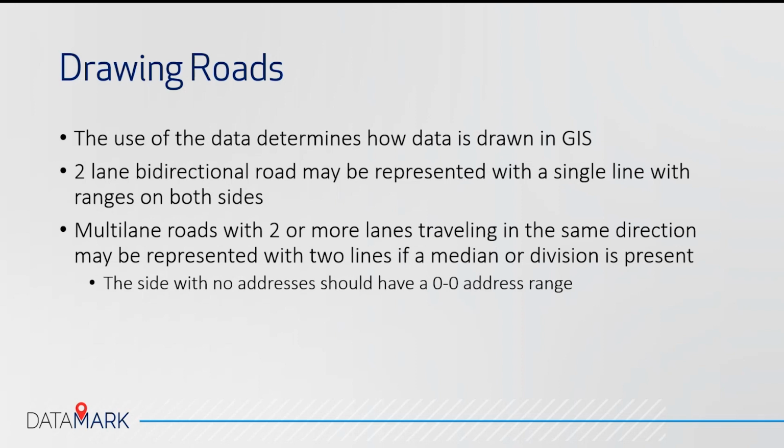So the way that you draw in GIS data has a meaning when you're talking about managing this data for next generation 911. Okay, and I know this is just an addressing class, but we also need to be very mindful that this forms the foundation of how this data is going to be used. Okay, so the use of the data determines how it's drawn in GIS. So for example, a 2-lane bidirectional road may be represented with a single line with ranges on both sides. A normal bidirectional road, single line with ranges on both sides. Multi-lane roads with 2 or more lanes traveling in the same direction may be represented with 2 lines if a median or division is present. So you have a divided highway, you'll want to represent that with two lanes. And then the side that doesn't have addressing, like the side against the median, should have a 0, 0 address range. Okay.